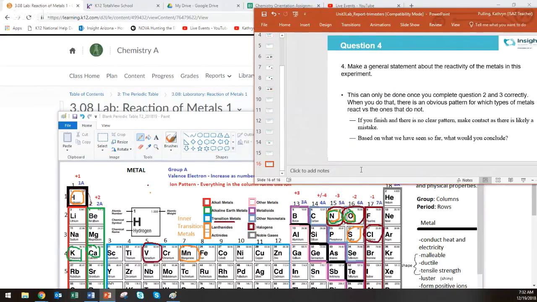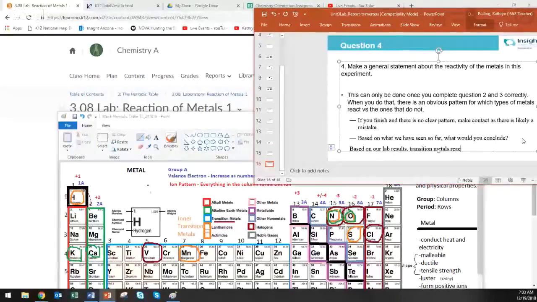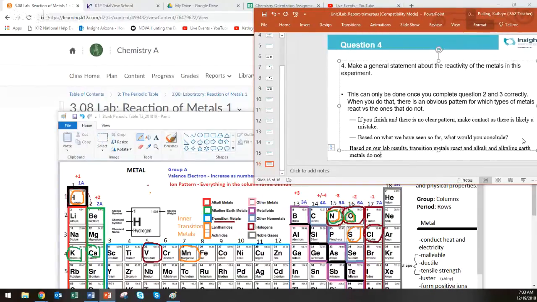So based on what we have so far, transition metals react and alkaline earth metals do not. All right, wait until you finish things just to make sure that there's nothing different in question 2. Probably something like this.